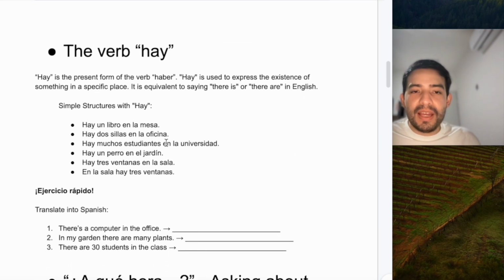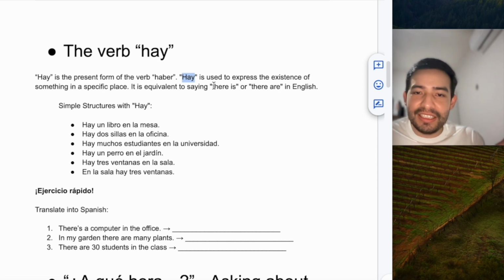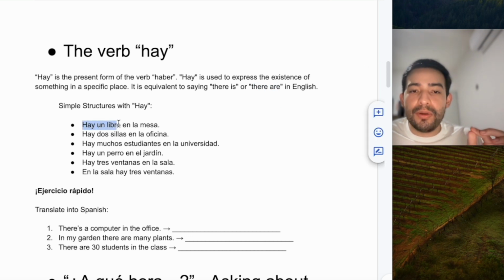And that's the verb hay. Hay is the present form of the verb haber, right? So the base form, the unchanged form of the verb hay, is haber. Now, hay is used to express the existence of something in a specific place. What does that mean? That's the equivalent to saying there is or there are in English. For example, we would say, hay un libro en la mesa. That means there is a book on the table. So hay here means there is.